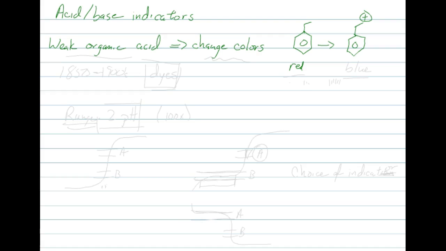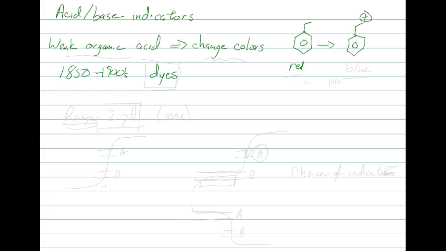Those acid-base indicators were discovered by the Germans, of course, anything German, in the 1850s to 1900s. They were the organic chemists of the world back then. What they were doing is coming up with dyes, things that change color, to color wool or clothing, yarn, and so on.